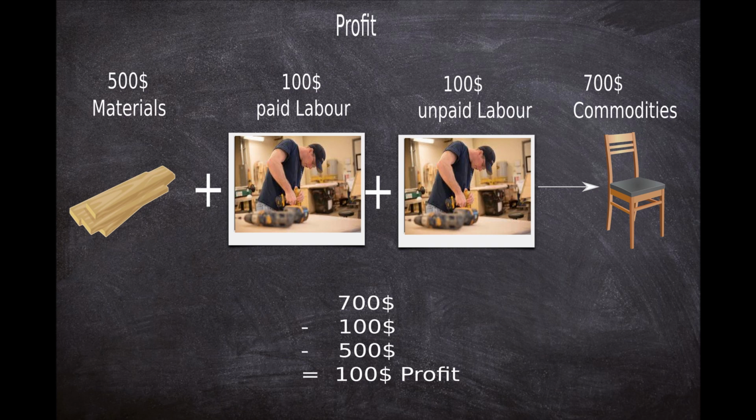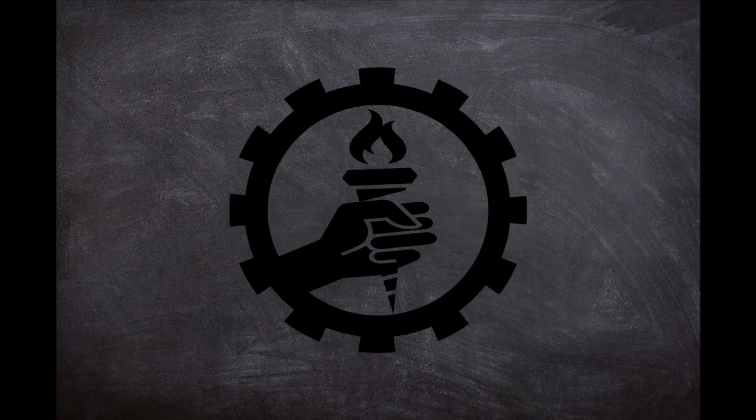So I would buy, as before, $500 of materials. I would buy $200 worth of labor using only $100 in wages to produce $700 of products. This would leave me with a surplus value or profit of $100. I get more value than I paid for. So the commodity price is independent from the wage. What the wage determines is how much money goes to the worker and how much money goes to the capitalist.